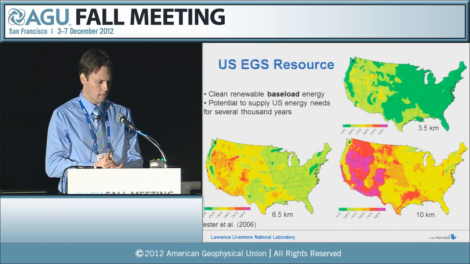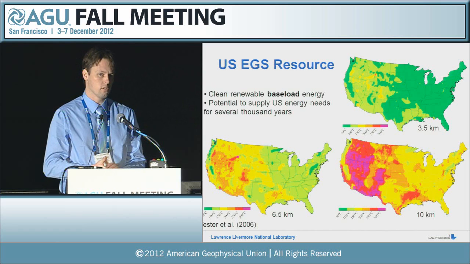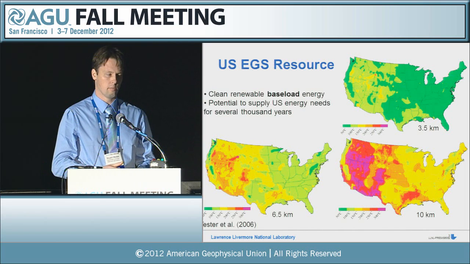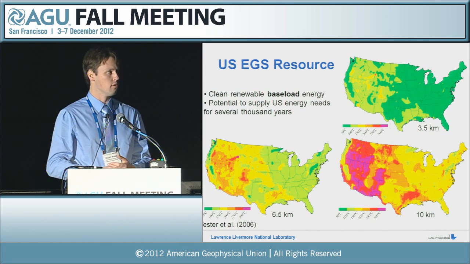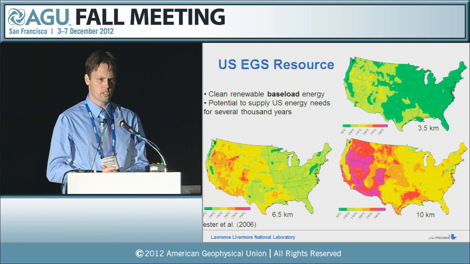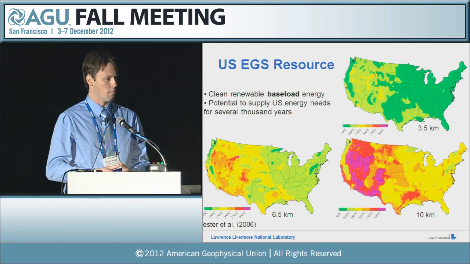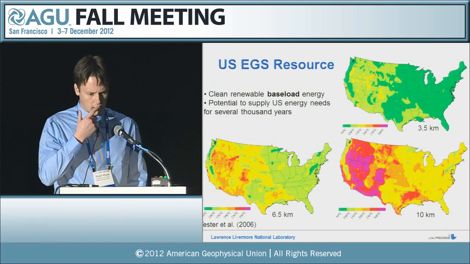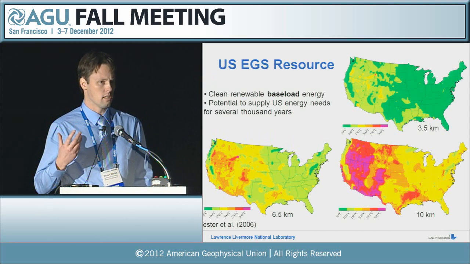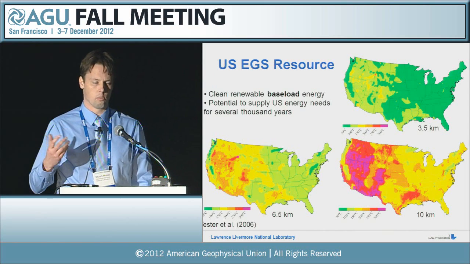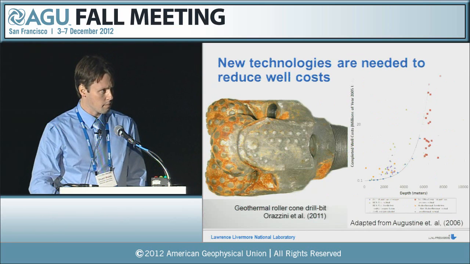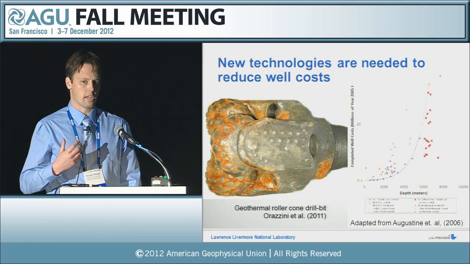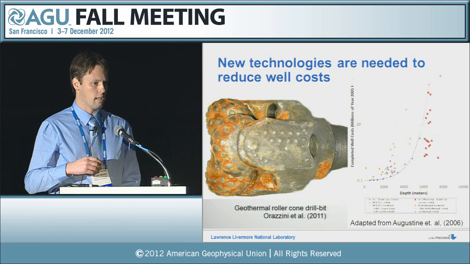So in the US, we actually have quite a bountiful supply of EGS resources, and what's more, as we all know, EGS provides clean, renewable, and importantly, baseload energy. So a constant energy supply similar to what you would get from a coal-fired power plant or a nuclear power plant. In light of this, then, we might want to ask, why is it that EGS resources are not more widespread? And the answer to that, or at least one of the answers, is the costs associated with producing and developing EGS wells.